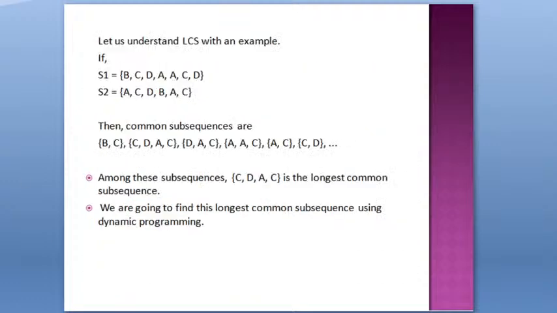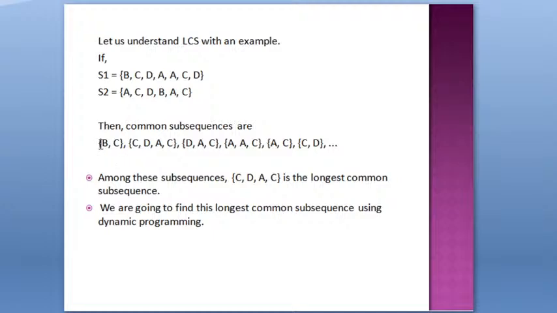Check, I am having two strings, that is S1 equals BCD and S2 is ACDBAC. Now these are my two examples, these are my two strings. Now what common subsequences are possible? The common subsequences are BC, CDAC, DAC, AAC, after that you have AC, CD and so on. So if these are my two strings, then these are all my common subsequences between S1 and S2.